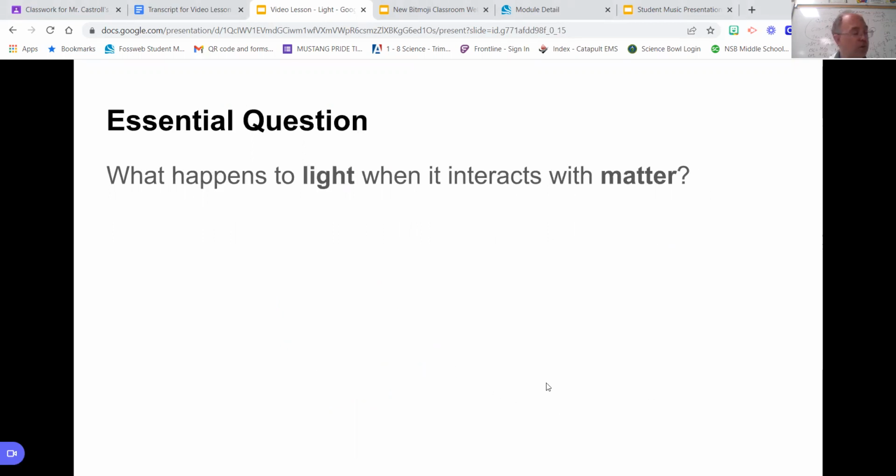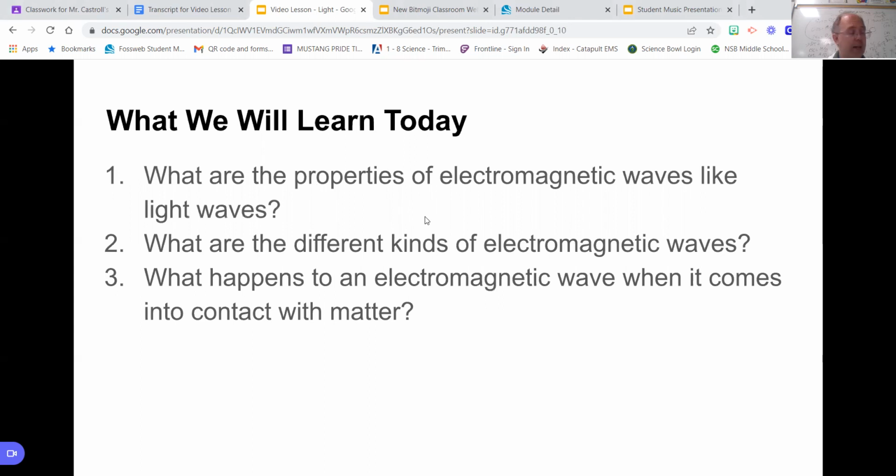So our essential question for today is: what happens to light when it interacts with matter? And what we will learn today: what are the properties of light waves, electromagnetic waves like light waves? What are the different kinds of electromagnetic waves? And what happens to an electromagnetic wave when it comes in contact with matter?